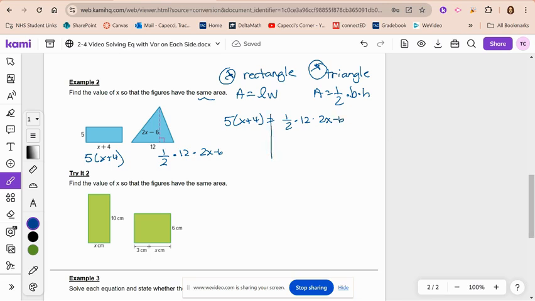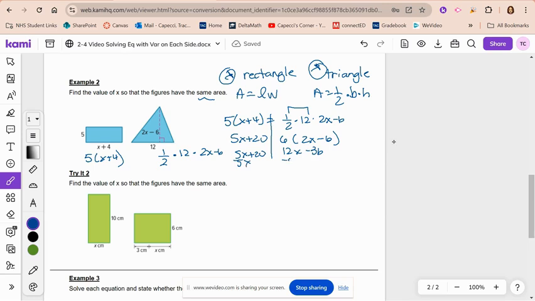Okay, so let's look at the left side. That gives us 5x plus 20. The right-hand side, I'm going to multiply this first. This gives me 6, and then I have 2x minus 6. So I'm going to distribute that. I'm going to bring that down. So I have 12x minus 36.